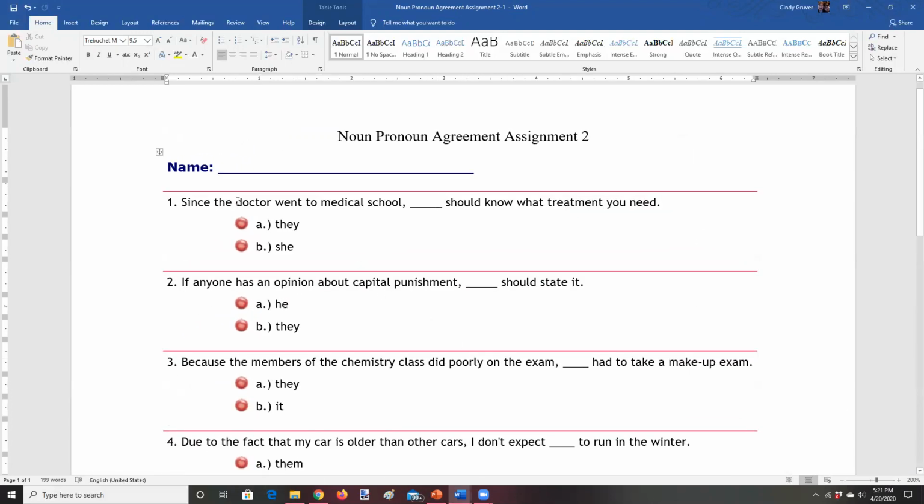So here we have the doctor. This is our antecedent, so I'm going to put it in yellow. Now the doctor might be a man or it might be a woman. Since the doctor went to medical school, we shouldn't say they because there's just one doctor in the story. And you know that the they only applies to plural situations. So we're going to go with she. Obviously, if the doctor were a male, we would go with he. If we didn't know, we could say she or he. I'm going to skip 2 for now.